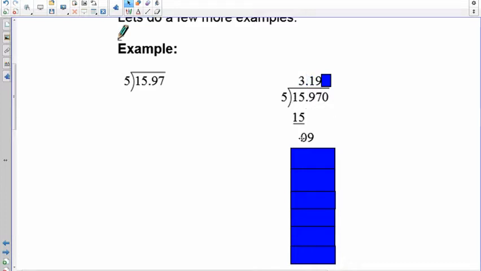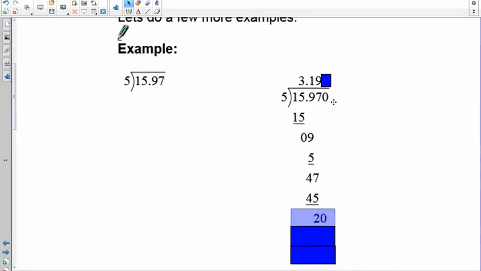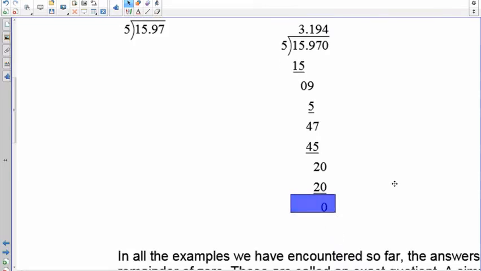Sorry, 5 goes into 9 one time, and that's a 5. So when you subtract it, you're going to get 4. And then you can bring down the 7. 5 goes into 47 9 times, and that's 45. Subtract it, you get 2. Now, we're still not done. We bring down a 0. 5 goes into 20 exactly 4 times. That's 20, and that gives you a 0 as your remainder.